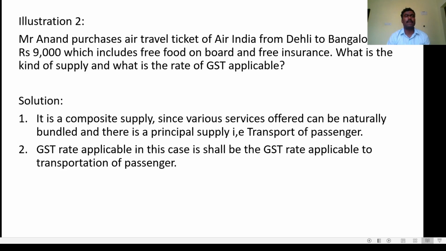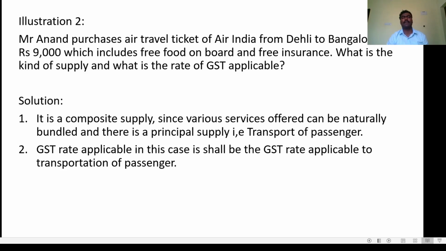I read out. Mr. Ananda purchases an air travel ticket of Air India from Delhi to Bangalore for rupees 9,000, which includes free food on board and free insurance. What is the kind of supply and what is the rate of GST applicable? The simple understanding of the question is that Mr. Anand has purchased a travel ticket, that is, transportation of passengers is the service offered by Air India.